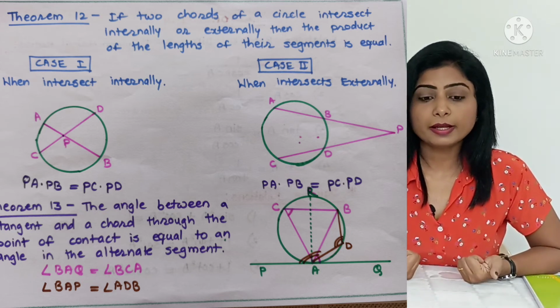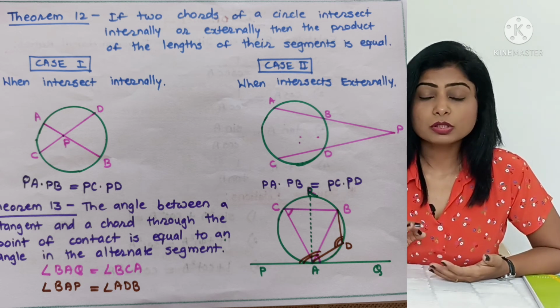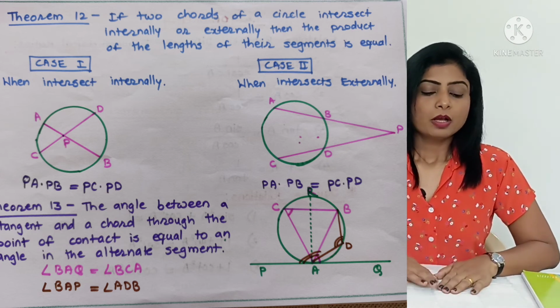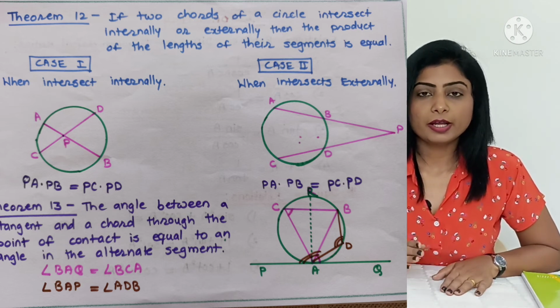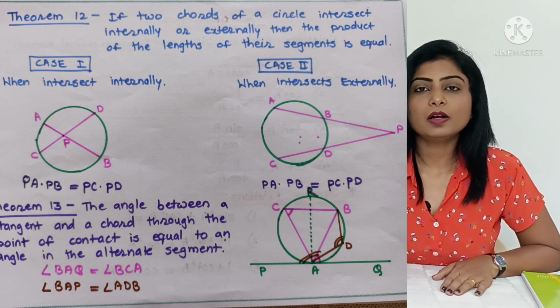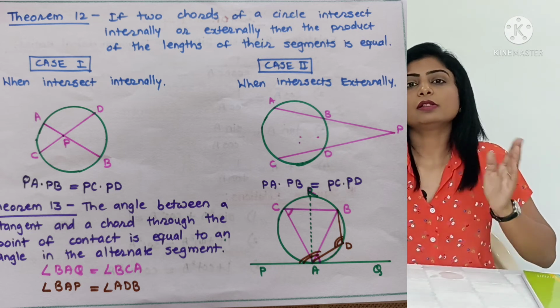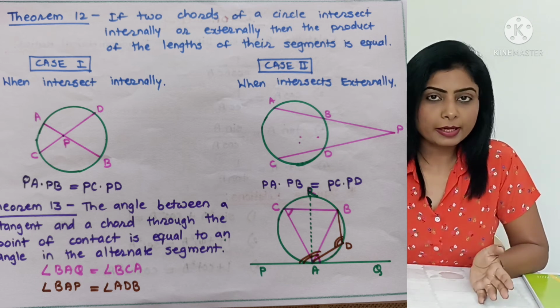Now next comes your theorem 13. This is a little clumsy, it is very important to understand it, so understand it calmly and apply it well. The angle between a tangent and a chord through the point of contact is equal to the angle in the alternate segment. Segment, you know, when an angle is formed the circle is divided into two parts, and those two parts we call segments.